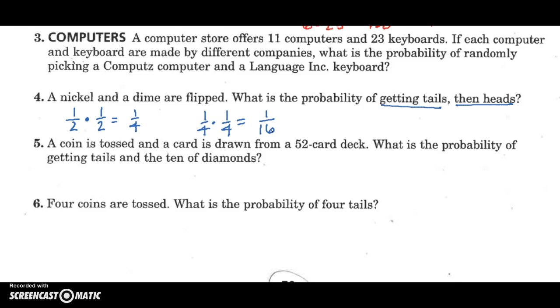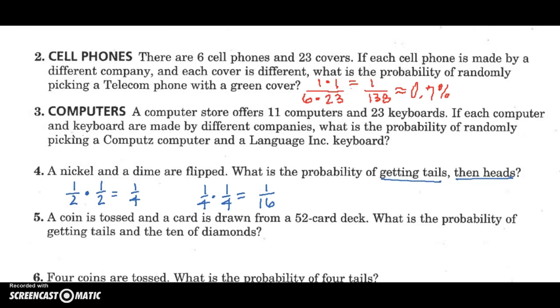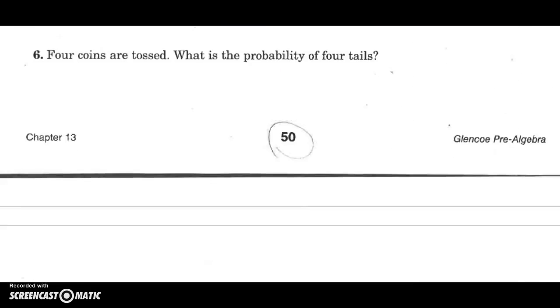All right. Go ahead and try 5 and 6 as well as 1 and 3, and we will talk about those tomorrow.